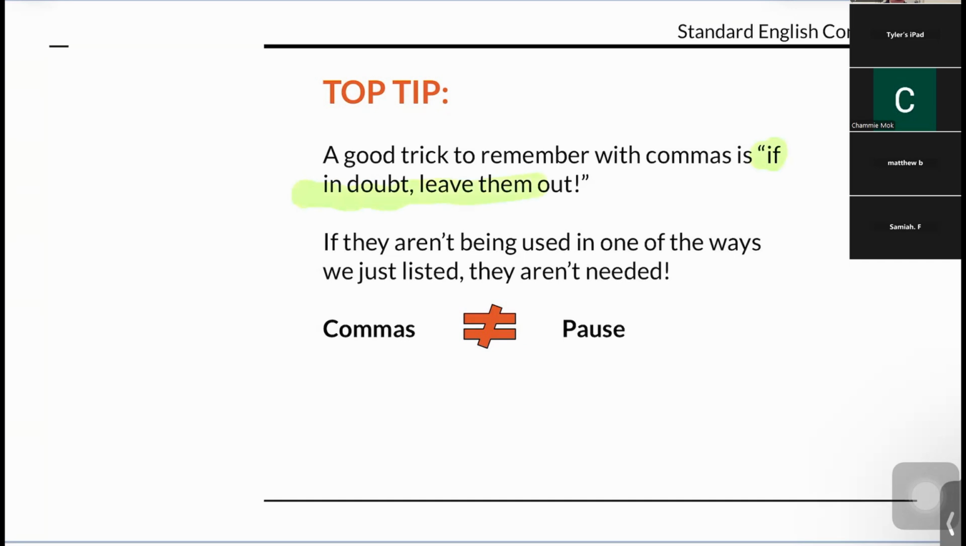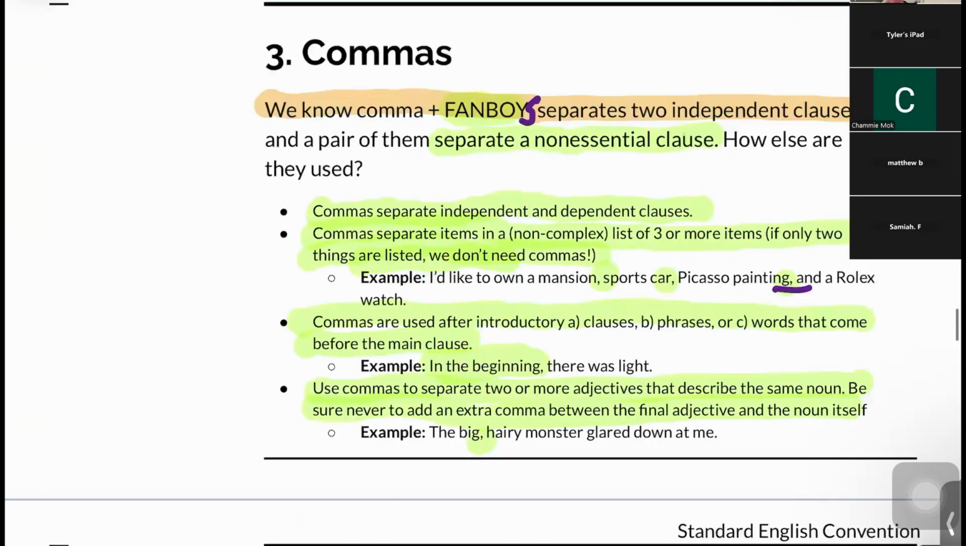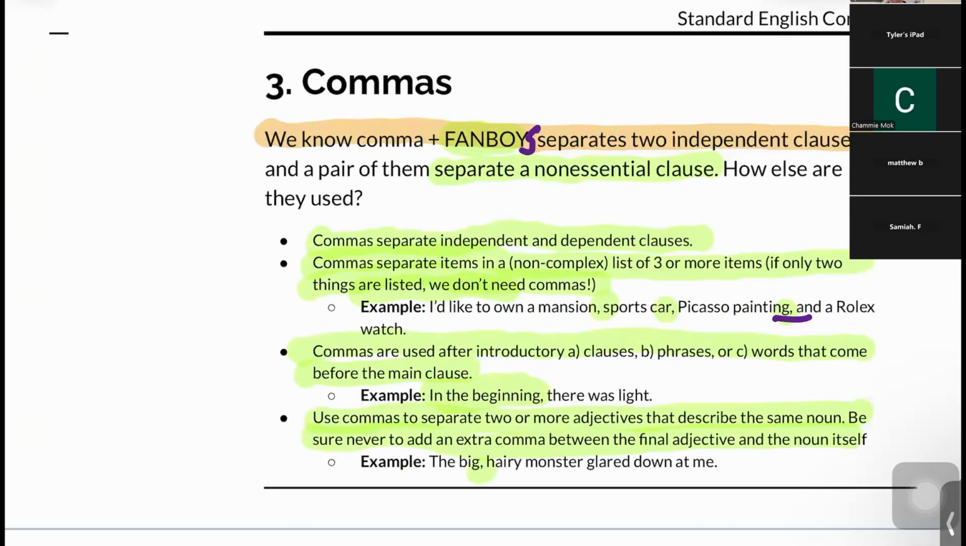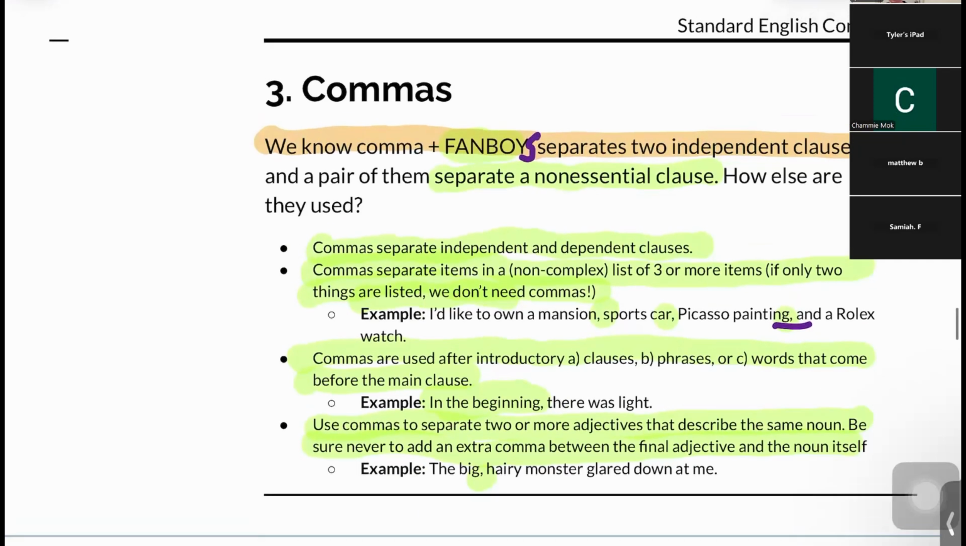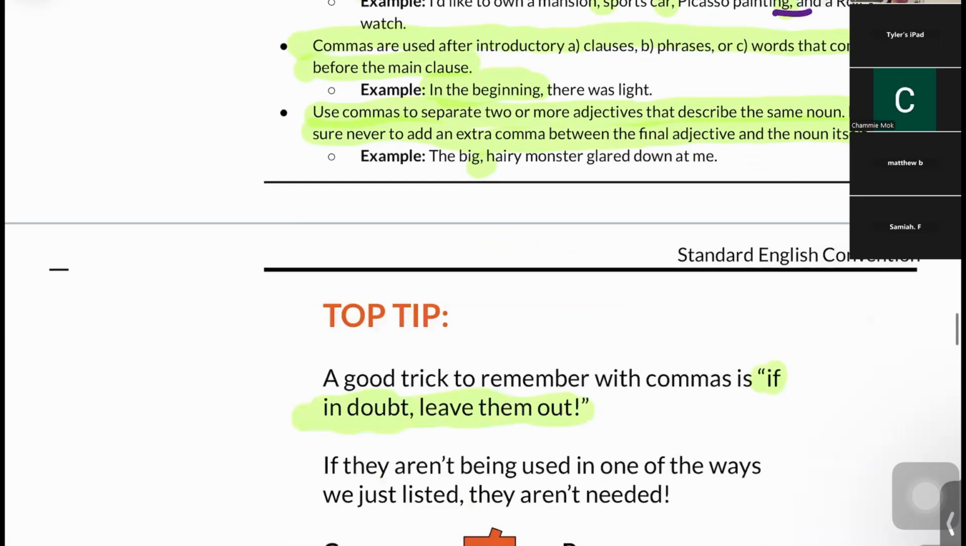So just make sure if you're in a situation where you're choosing between either no comma and a comma, it should be one of these situations. Should be a comma FANBOYS. It should be in between an independent and a dependent clause. Should be in a list. Should be after an introductory clause or in between multiple adjectives that are being used to describe the same thing. But if it's not one of these situations, it's not necessary, and it would be grammatically incorrect to use one.